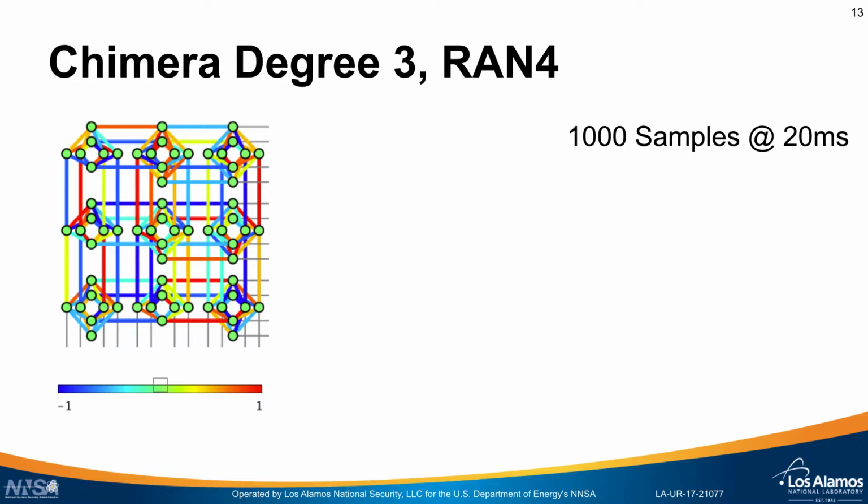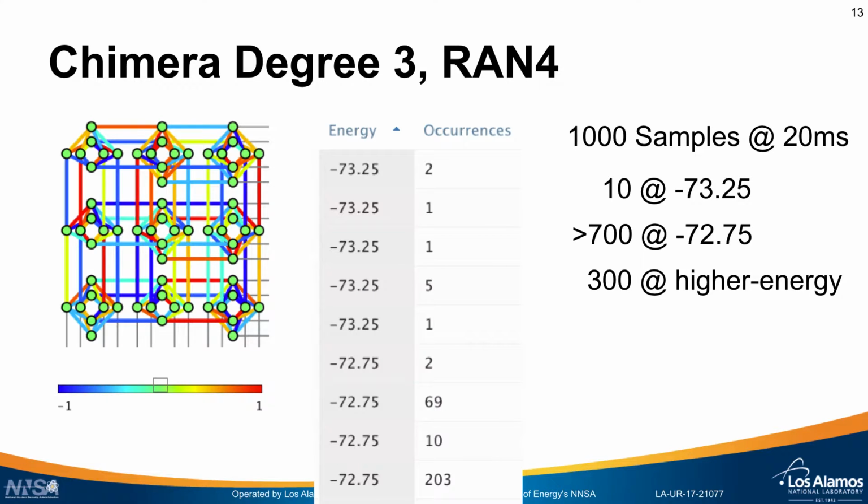Let's make the problem a little bit bigger and study a 3x3, which I would call a Chimera Degree 3 RAND4 instance. Here, if I submit for 1,000 samples at 20 microseconds, I get a distribution like this, and you can see that there's a bit of a hump. The mass of all of the solutions is around minus 72.75, and there are a few that are minus 73.25.